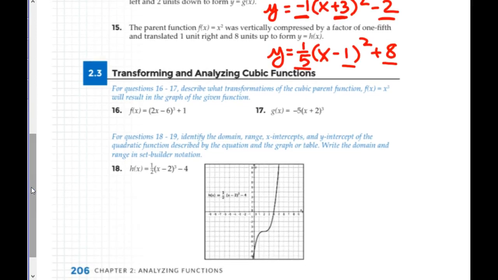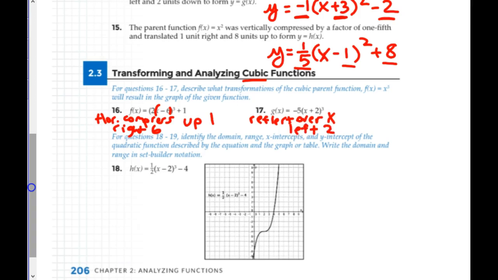What transformations happen to the cubic? Alright, now we're doing cubic. So, again, if there was parentheses here, that would be a horizontal compress, right 6, and then up 1. A negative out front is a reflect over x. Plus 2 means left 2, and it does not go up or down. And by the way, since 5 is greater than 1, that's a vertical stretch.